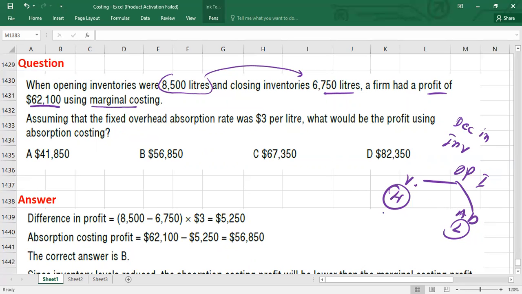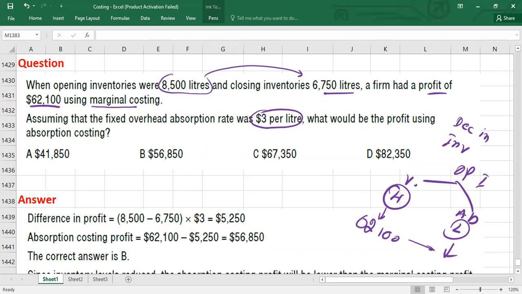Under marginal costing, profit is 62,100. Of course, under absorption costing, it should be lower. It means you are going to move from the higher value to the lower value here. Assume that the fixed overhead absorption rate was 3 per liter. It's given as fixed cost per unit. What would be the profit using absorption costing?